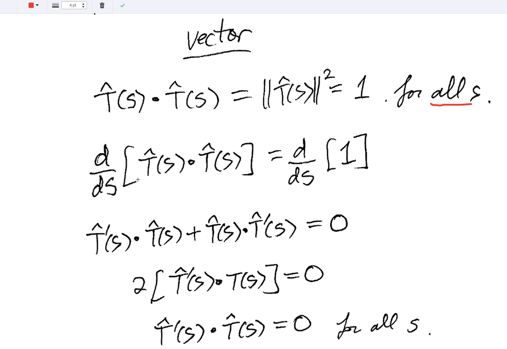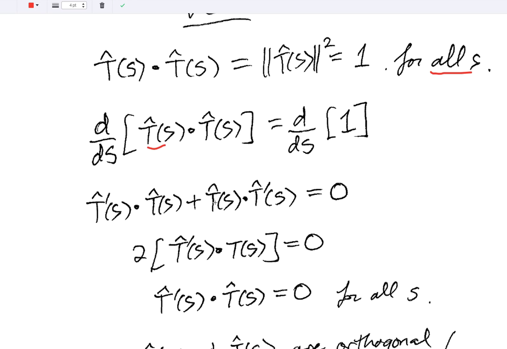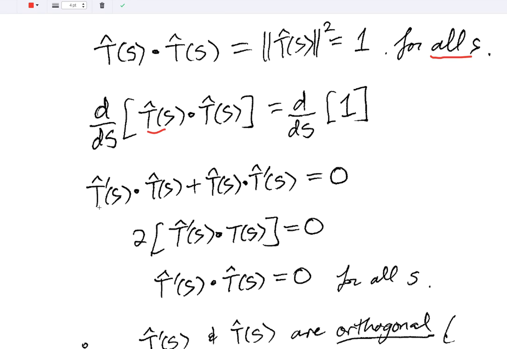So this says if I'm going to differentiate this way, I'm going to have what? The derivative of the first times the second plus what? The first times the derivative of the second function here. In this case, these functions are vector valued here, so I get what? T hat prime of s dotted with t, right? Plus t dotted with t prime. The derivative of 1 is always 0, so we've got this as an identity also. This holds for all s up here also.